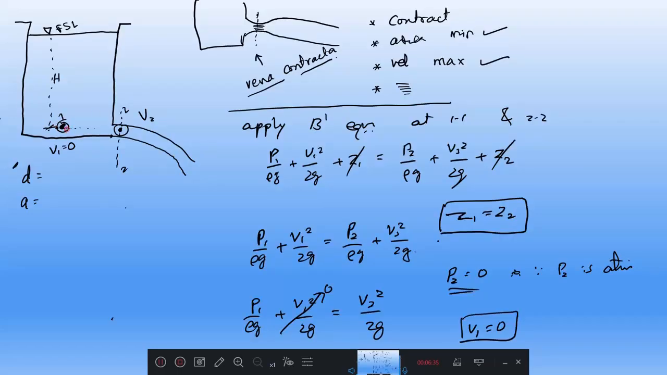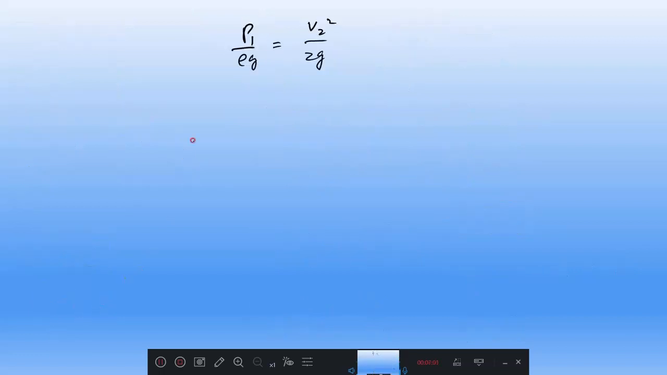At this point 1, I am considering the static pressure. The pressure at 1 can be written as rho g times the liquid head H. Then P1 by rho g is equal to capital H. Substituting this in my equation, H is equal to V2 square by 2g. Then V2 square is equal to 2gh, and V2 is equal to root 2gh.